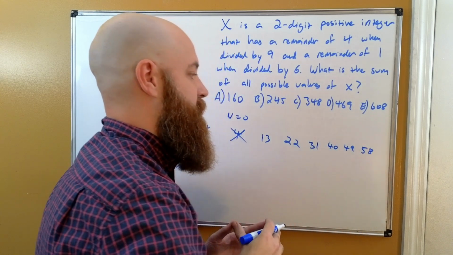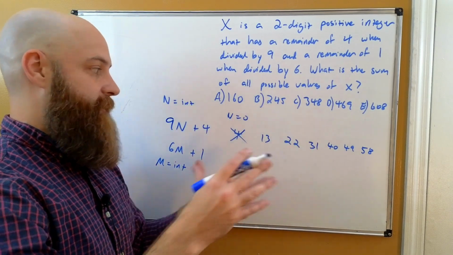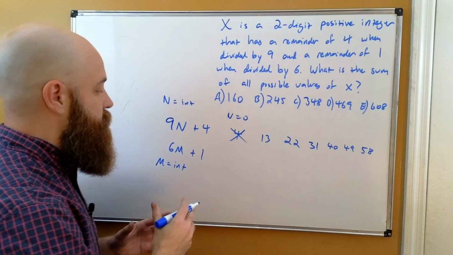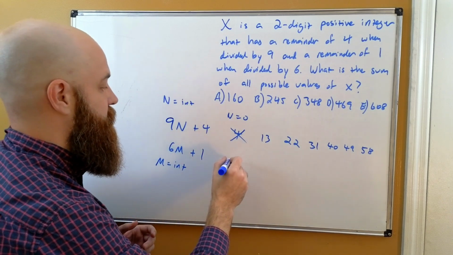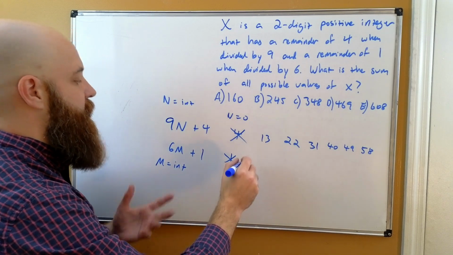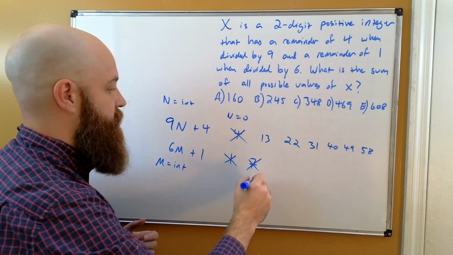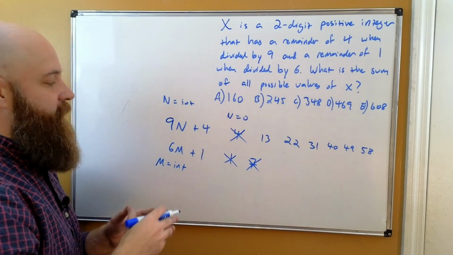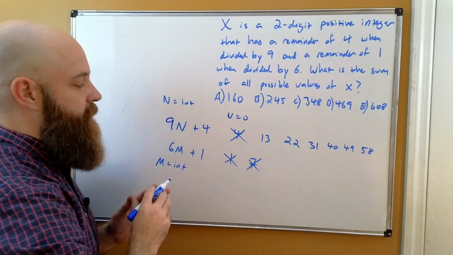How high should I go? Well, I'm not really sure. Maybe I'll see if a pattern emerges before I write out too many things. So 6m plus 1, I'll do the exact same thing. If m is 0, this would be 1, but that's not a two-digit positive integer. If m is 1, then it's 7, but that's also no good. The same thing, right? My starting point is 1, and then I'm adding multiples of 6, so these are all going to be separated by 6.